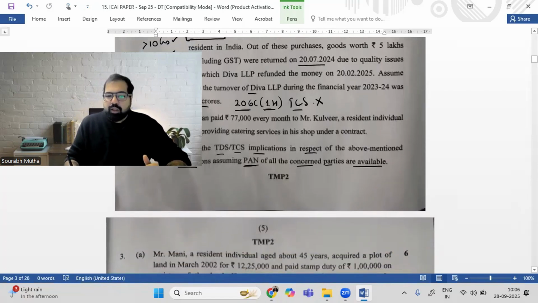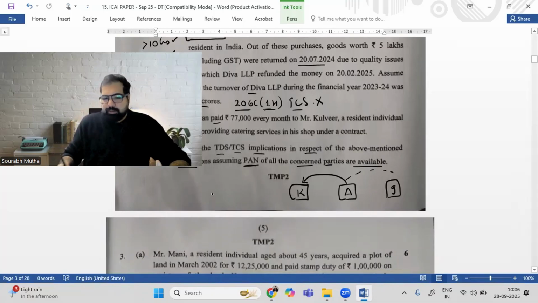Next, Aryan paid. So again, Aryan is in the middle. Who is Aryan paying this time? Because he's the payer. Every month to Mr. Kulveer. So there is a person called Kulveer, a resident individual, for providing catering services in his shop under a contract. So if you're paying for catering services, the section is, the government, of course, is here, I'll draw the diagram. The section is section 194C, C for contract.